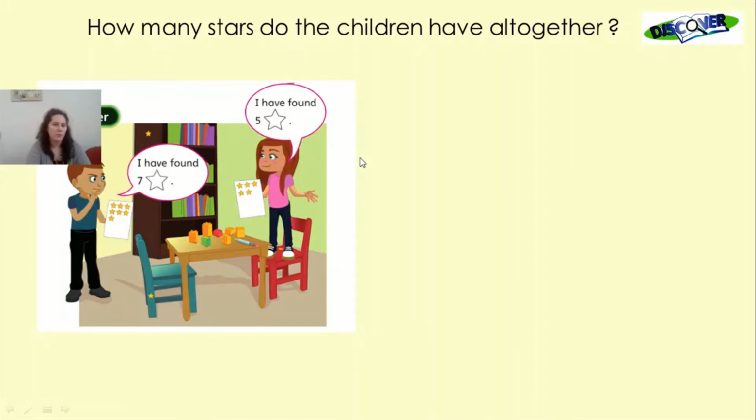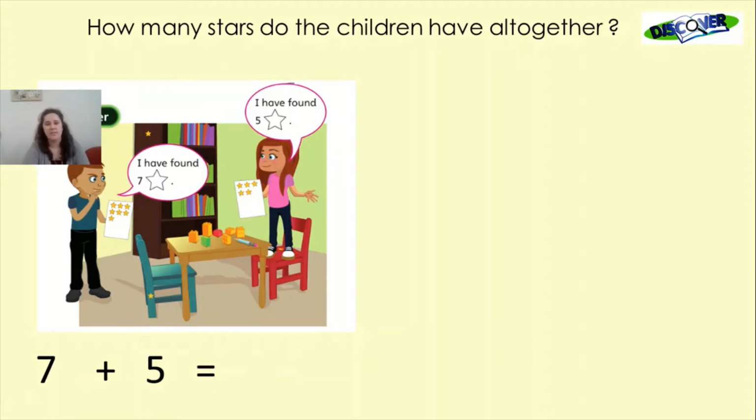So I think what would be a good thing to start with is writing this as a number sentence. We know the boy has 7 and the girl has 5. And we want to find how many there are altogether. What would I need in my number sentence if we're finding how many there are altogether? Do I need a takeaway or do I need a plus? Well done, I'm going to need a plus. So let me write this as my number sentence. There we go. 7 plus 5 equals, and now we need to find the answer.